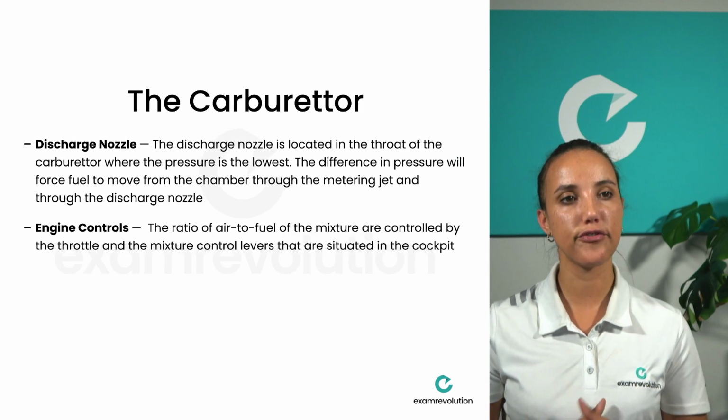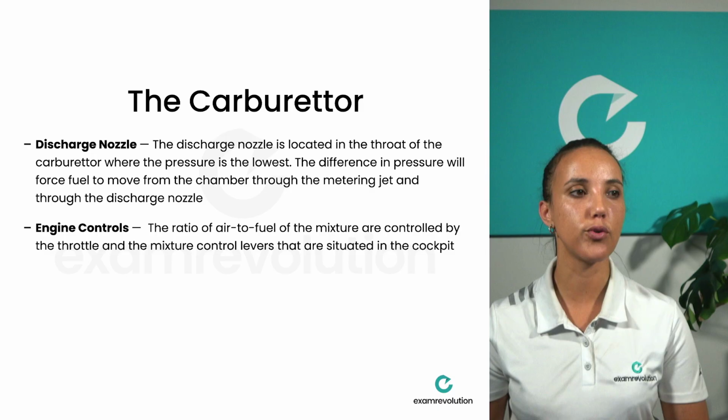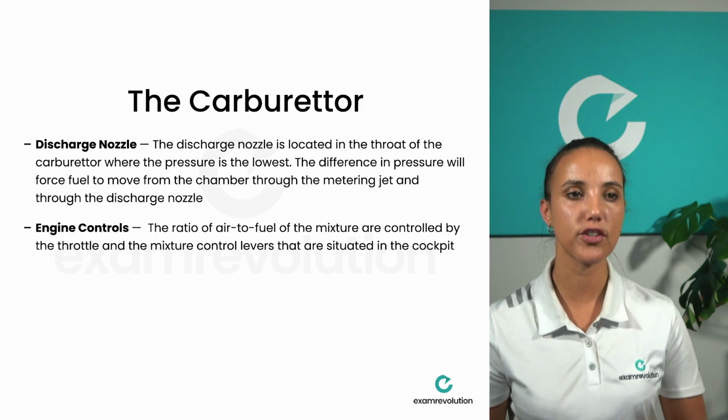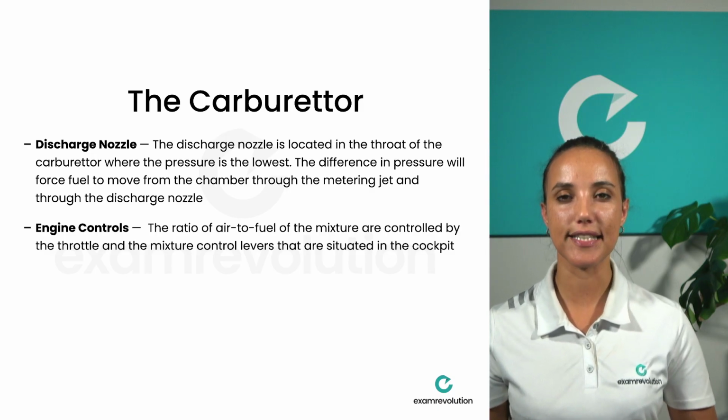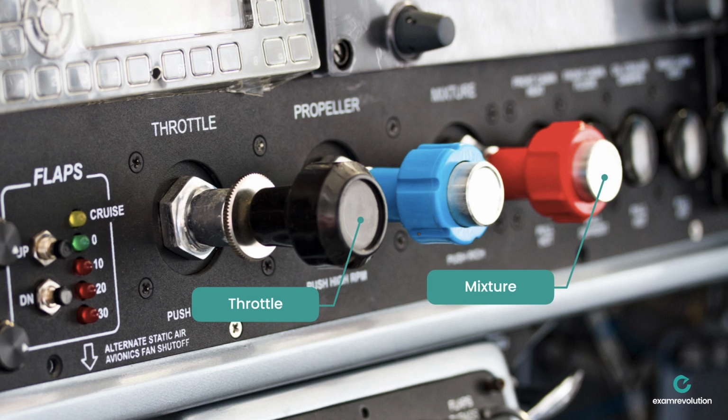Now, the ratio of fuel to air of the mixture is controlled by the throttle and the mixture control levers that are situated in the cockpit. So again, all aircraft have different designs. This is a typical design of your throttle. You can see it in the black lever, and your mixture on the right hand side.